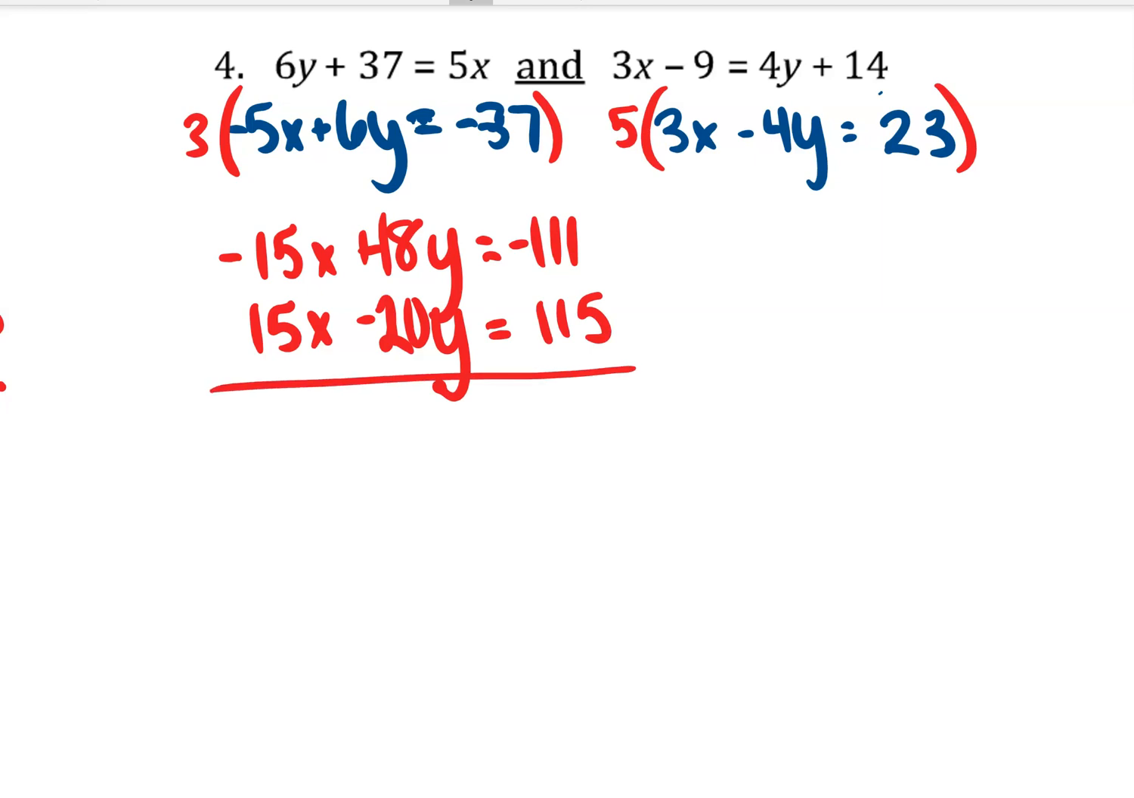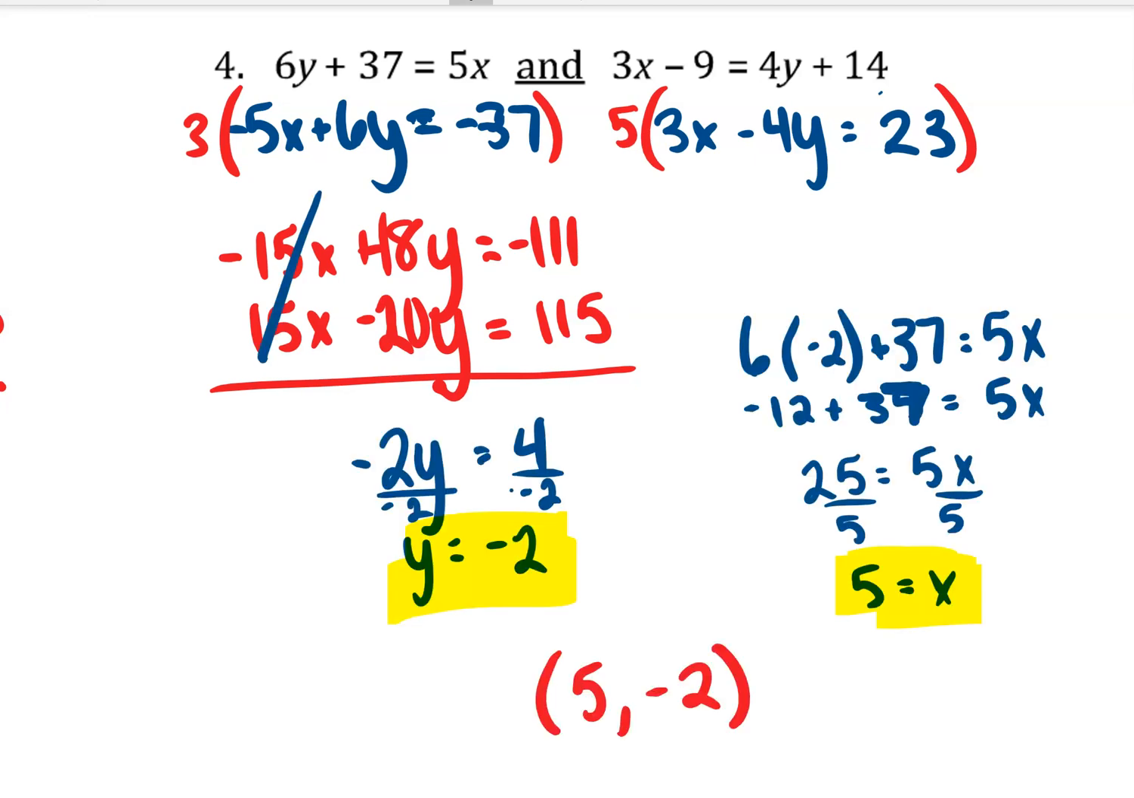I'm going to have you guys finish this one on your own. So pause the video now, finish this problem, and then when you unpause, you'll see the answer. All right, so here is the correct solution, 5 comma negative 2. Remember, x always needs to go first in your coordinate point.